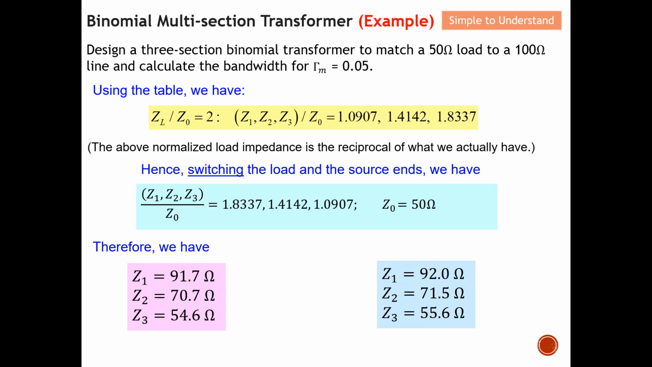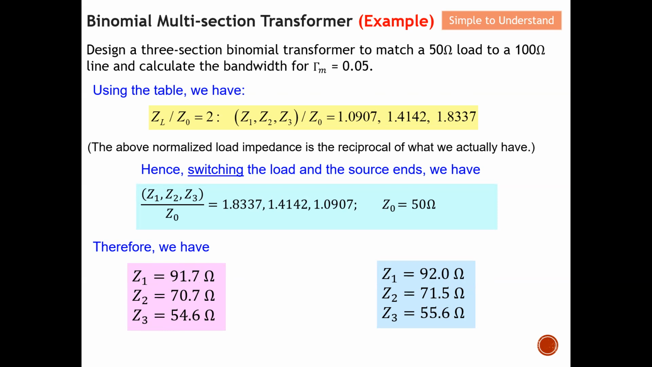Firstly, I use the conventional formulas to calculate, and I arrive at all these answers. Next, I use the table. If you want to know more about this table, you can look at David Pozar's textbook. So this is how they calculate this. And like what I mentioned earlier on, all these values look almost the same. So from here, you have successfully designed a 3-section multi-section transformer using the binomial approximation method. Hopefully this is clear now.